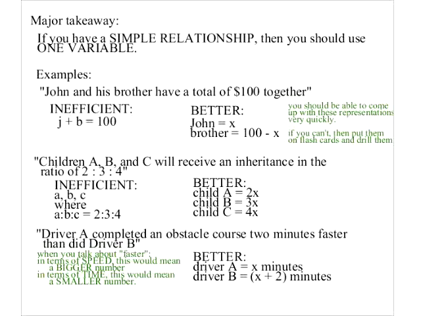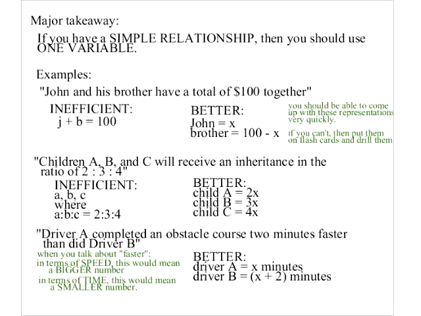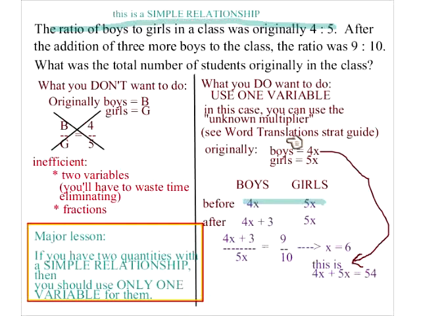Let me go ahead and space that out a little bit so it's easier to read. So here you go. Again, when you talk about faster, in terms of speed, you're talking about a bigger number, but in terms of time, you're talking about a smaller number. Okay, any questions so far? And again, these are all things that you should be able to use with a single variable. And you can see how much less effort it takes once you have a single variable.